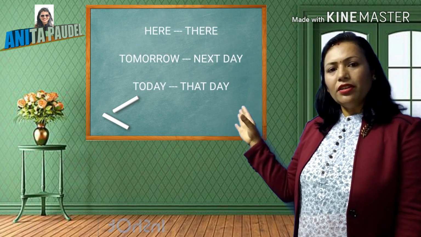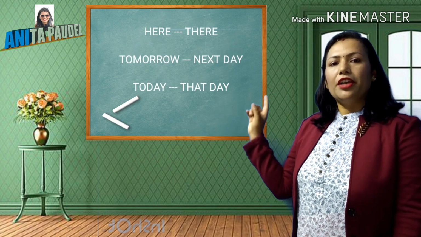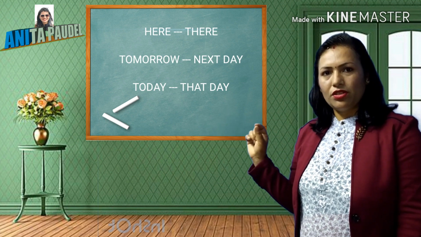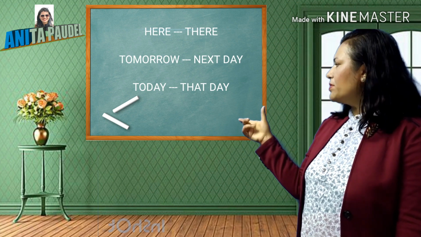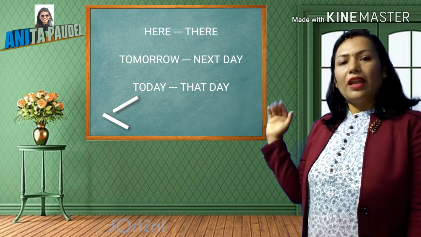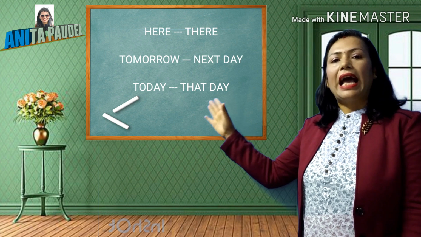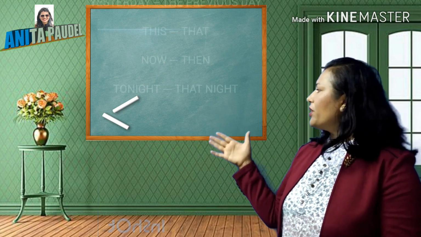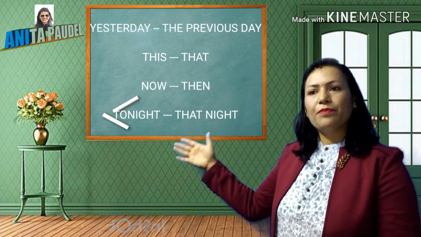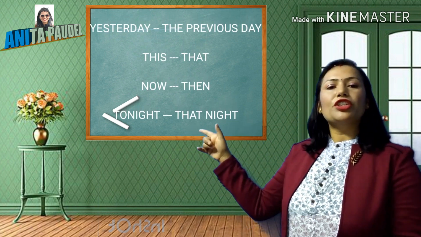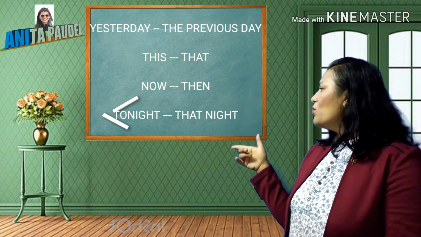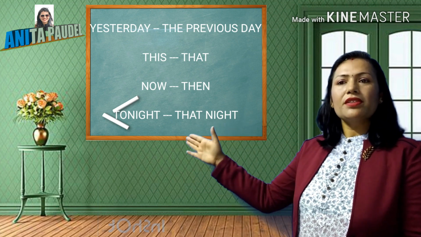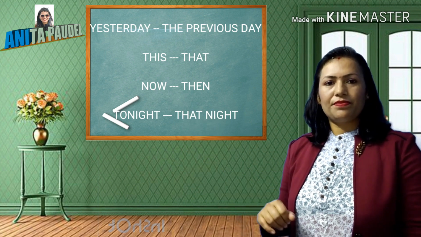Like, here becomes there. Here in direct speech changes into there in indirect speech. Similarly, tomorrow becomes next day. Likewise, today becomes that day. Similarly, yesterday becomes the previous day. Likewise, this turns into that. Now is written as then. Similarly, tonight becomes that night.